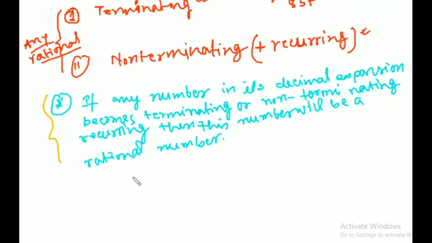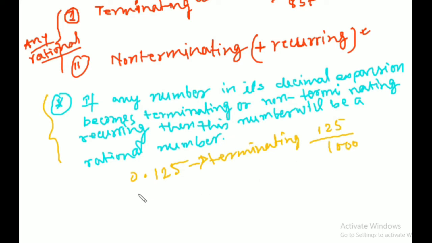Now let us see whether it is true or not. Let us take a few examples. Let us say this is a number, 0.125. Can we write this number like this? This is terminating, isn't it? Its decimal expansion is terminating. Can we write it like P by Q? Yes, we can write this as P by Q. Very easy, 125 by 1000.